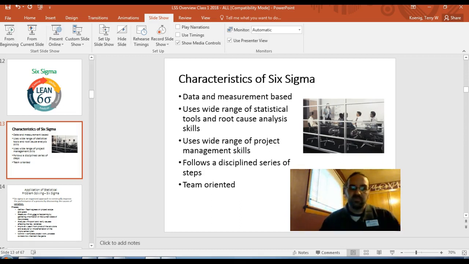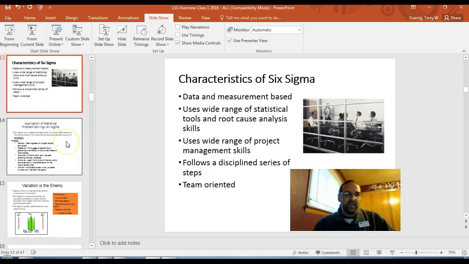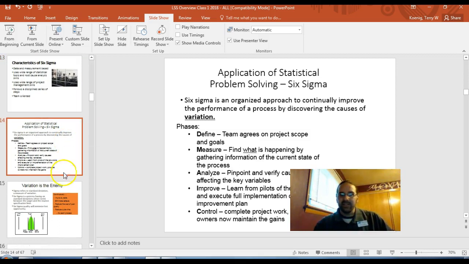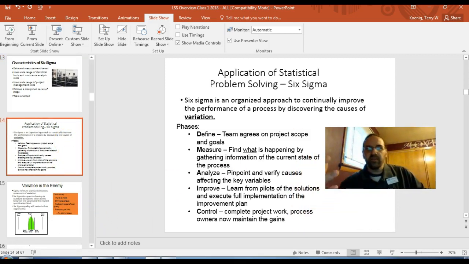It's reducing variation. Somewhere in a slide it should be. See, that's why I need to know what's coming. So application of statistical problem solving via Six Sigma. Organized approach to continually improve the performance of a process by discovering the causes of variation. If lean was waste, Six Sigma is variation.